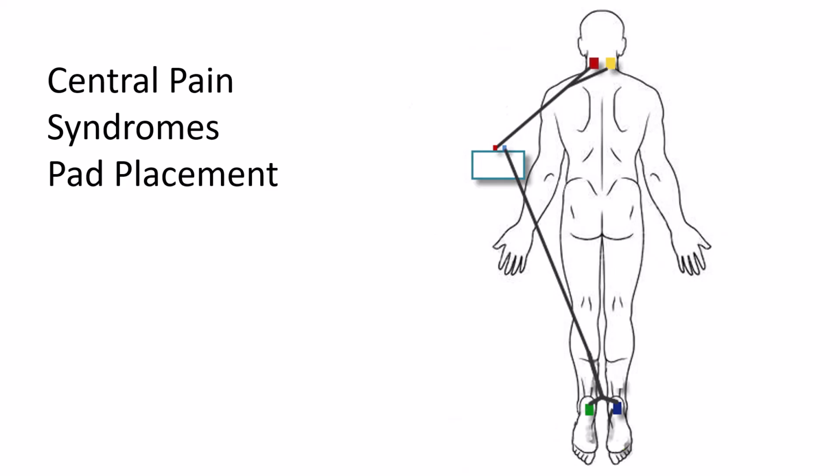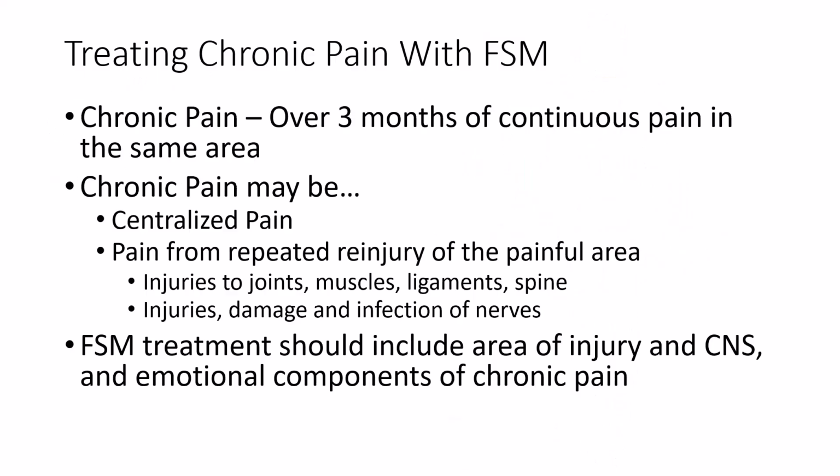Here is another pad placement for treating central pain syndrome. The red-yellow leads are on the back of the neck and are crisscrossed to the blue and green leads on the bottom of both feet. And in that case, those blue and green leads would be actually touching a cloth, which is then touching the bottom of both feet. Let me review the main points so far.